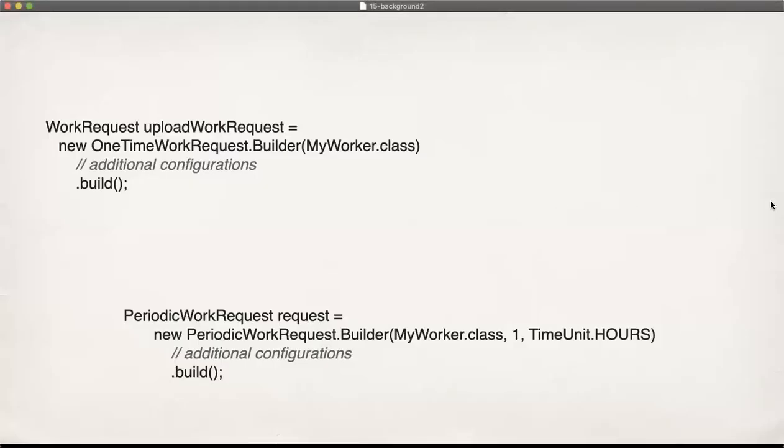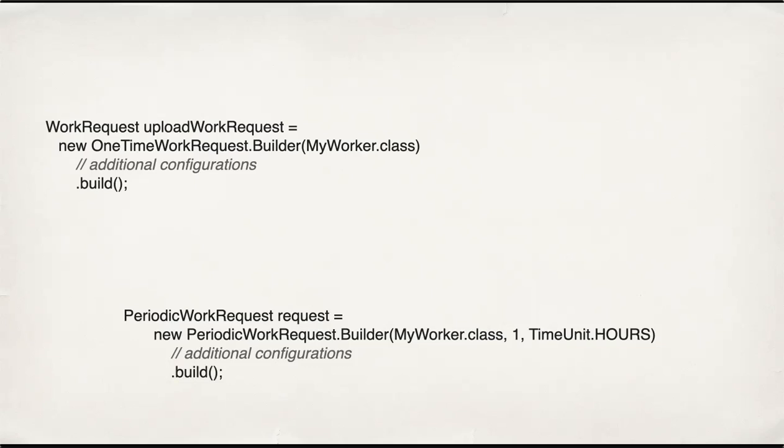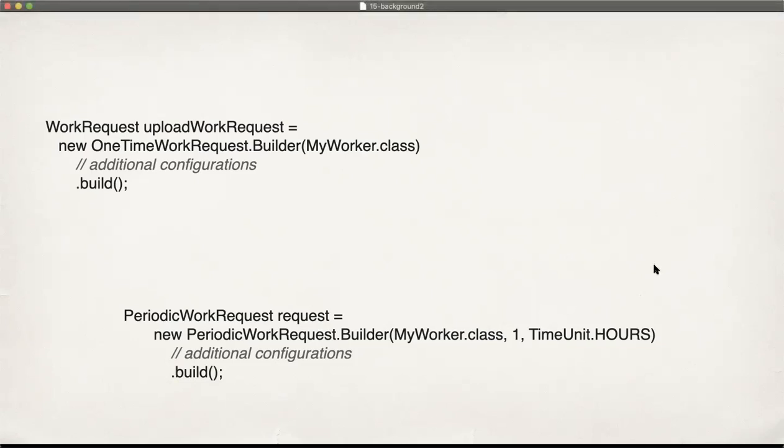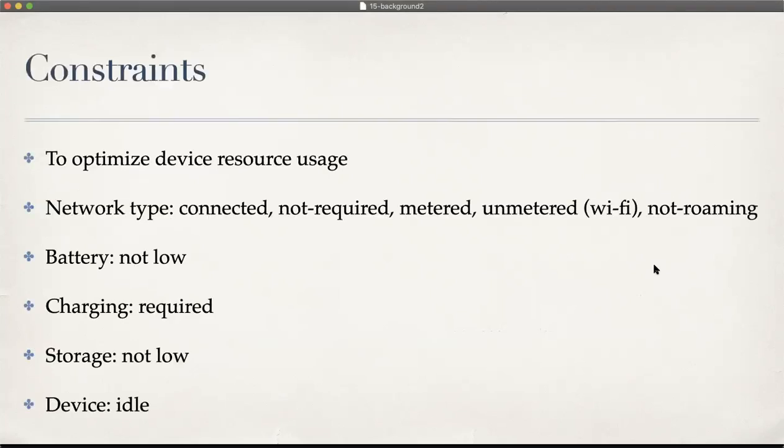All right. So, guys, continuing our discussion on work managers. We saw how to create a work first, then how to create a work request. And we also talked about adding some other configurations, some other constraints on these work requests. So, let's now talk about what those constraints are or what the constraints can be.